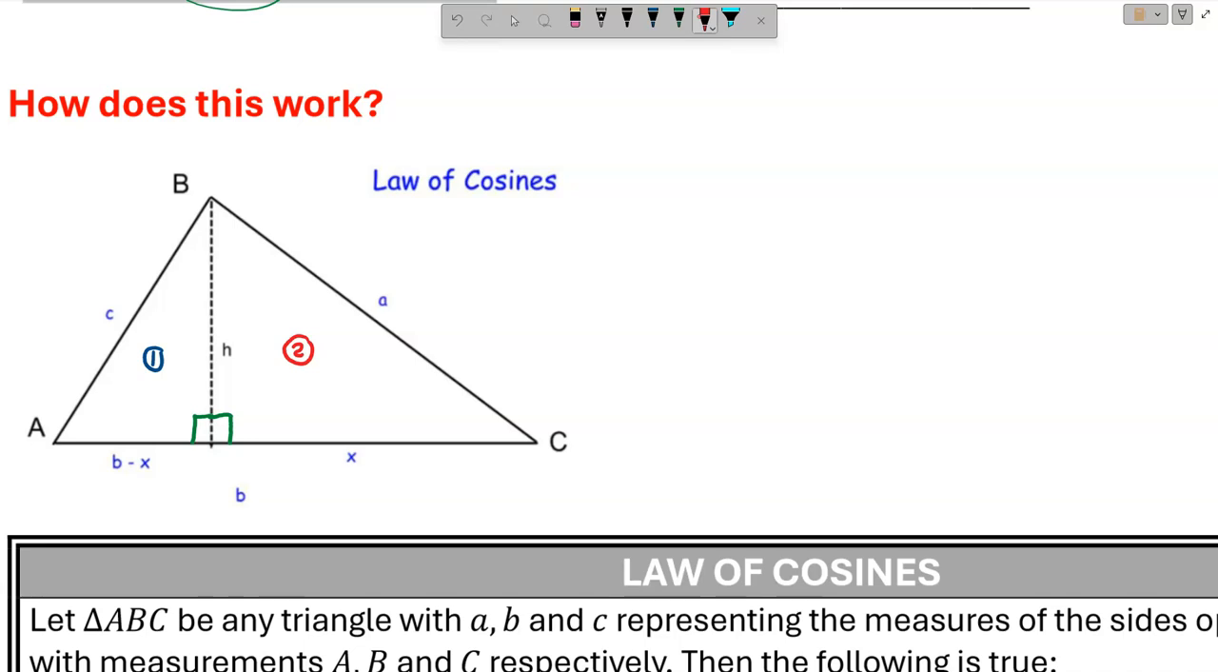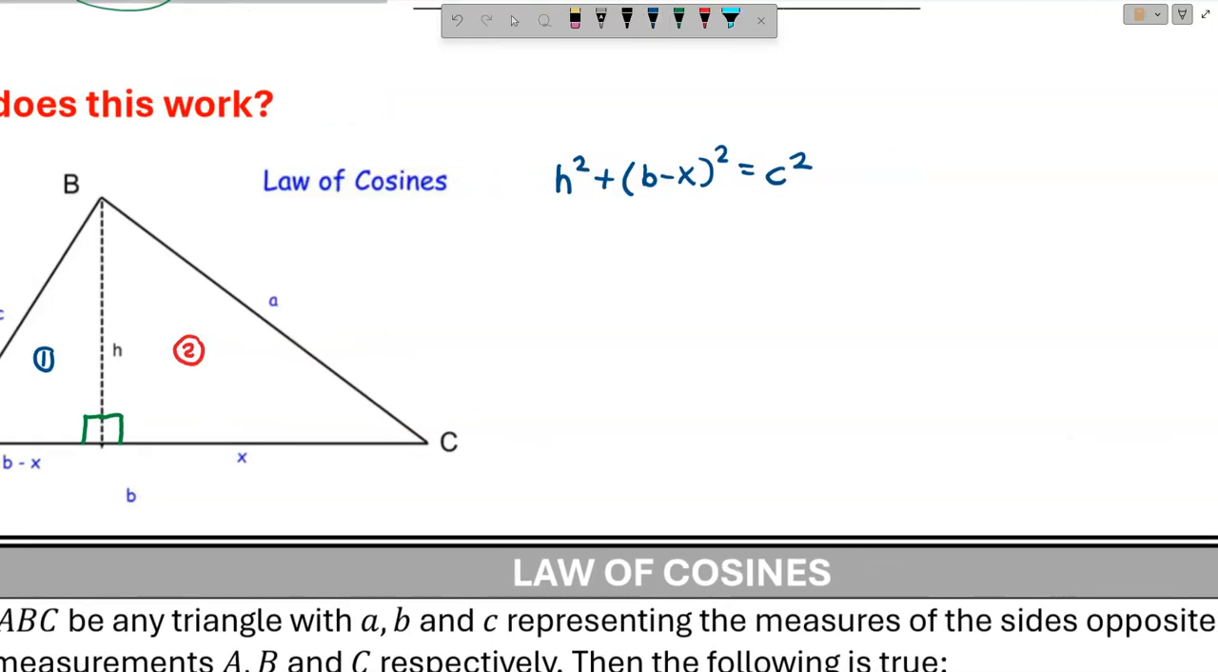What I'm going to do is write out the Pythagorean theorem. Remember, we're given three sides, so we're trying to figure out how we can create a formula to help us find an angle. So let's start with the Pythagorean theorem. In triangle 1 on the left, this would be h squared plus (b minus x) squared equals c squared. And then in the second triangle, this one's a little bit easier: x squared plus h squared equals a squared. Remember, the legs are squared, and they're always equal to the hypotenuse squared.